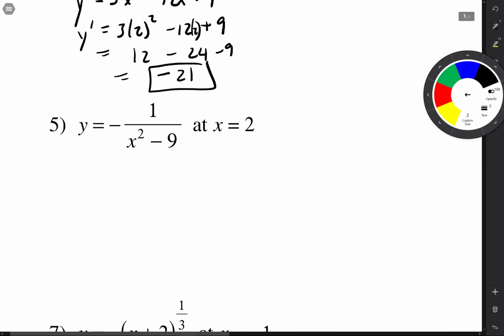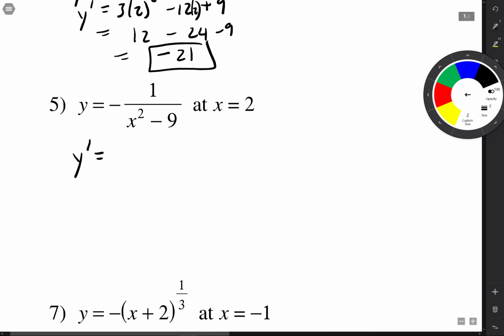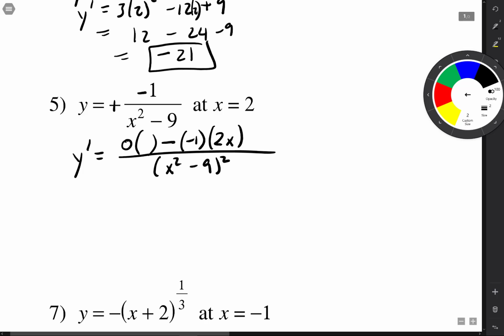Let's see. So now we use the quotient rule. So I'm going to just put this negative 1 up at the top. And so the derivative of the top is 0, and then it doesn't even matter what the bottom is. And then I subtract the top times the derivative of the bottom, square the bottom, and off we go. So when x is negative 2, I'm going to get 2 times 2 is 4 on the top, and then 4 minus 9 squared, so that'll be 4 over 25.